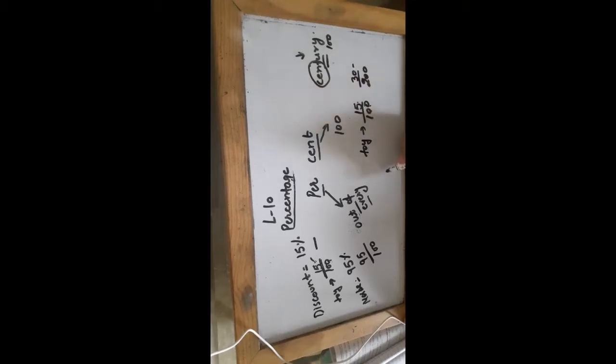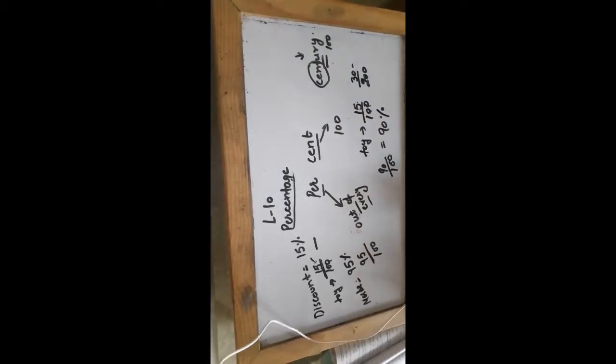If you have scored 90 marks out of 100 in your maths exam, it means you have scored how many marks? 90% marks. 90 out of 100 means you have scored 90% marks. So percent means out of every 100.